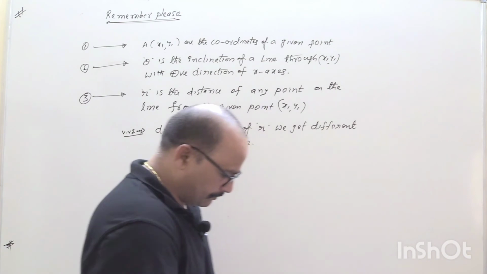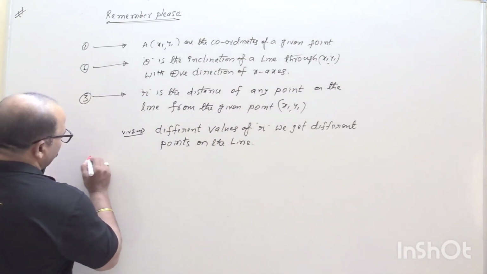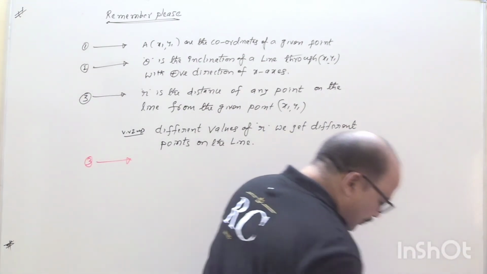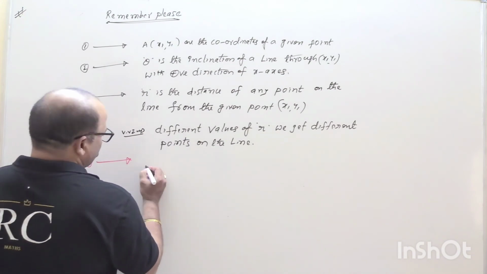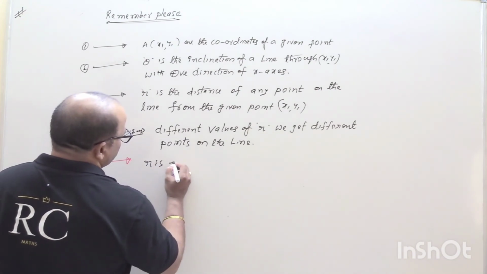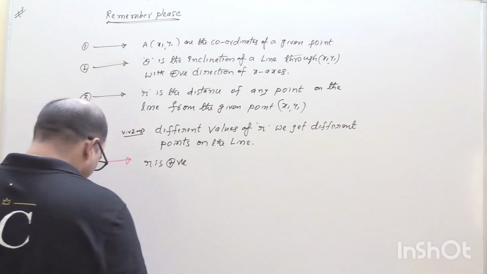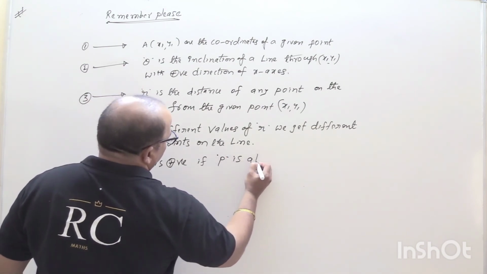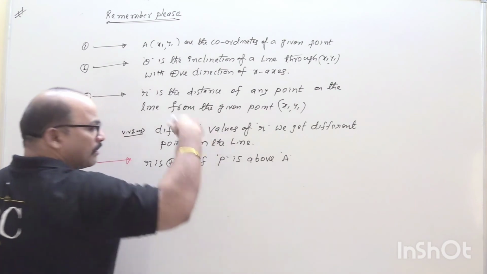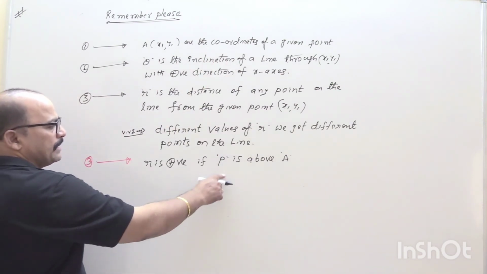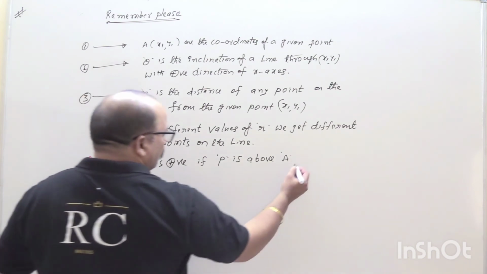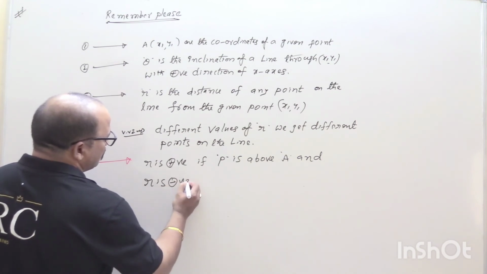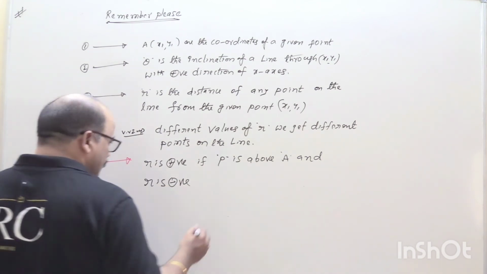Next point 3. Suppose r is positive, students. If P is above A, r is positive, and r is negative if P is below A.